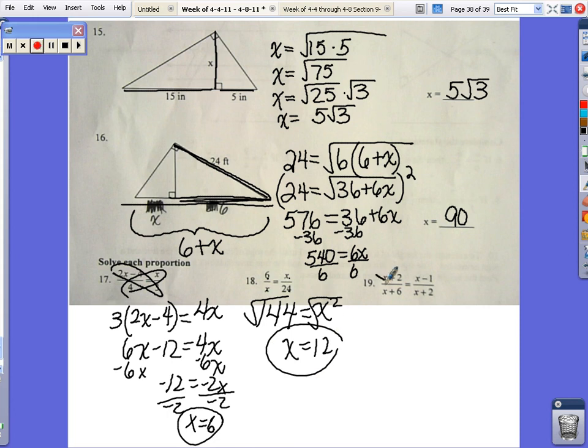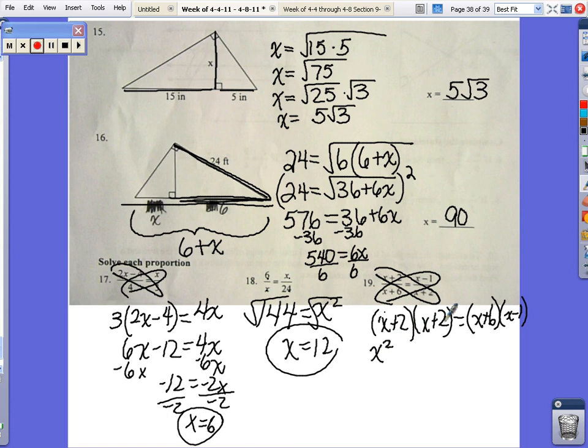And finally, number 19. This is probably one some of you are going to have problems with because you have to FOIL. However, foiling is not that bad. So x plus 2 times x plus 2 equals x plus 6 times x minus 1. First, x squared, outside 2x, inside 2x, 4. Same thing over here. x squared minus x plus 6x minus 6. Now if you notice there's an x squared on both sides, so I can go ahead and cross those out. It's nice that my x squareds cancel, therefore it's not a quadratic.